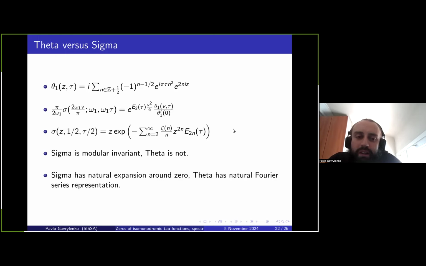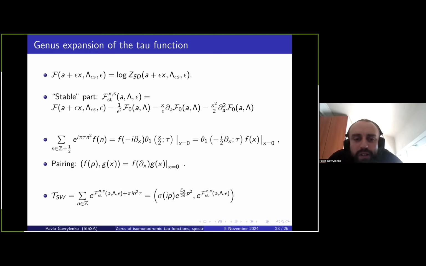And theta function contains E2. So if we now use this knowledge, we can compute this sum. So actually, we did this computation for the full partition function, for the full tau function, and I want to show it for this example.